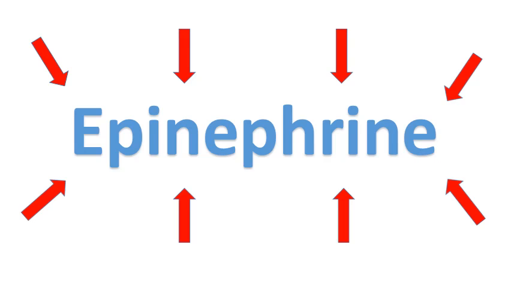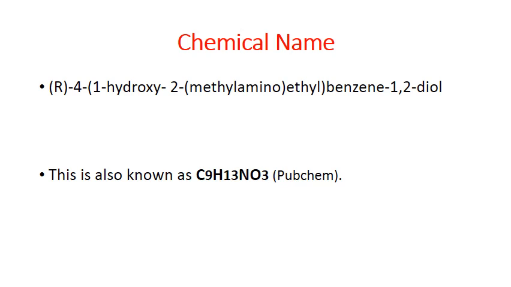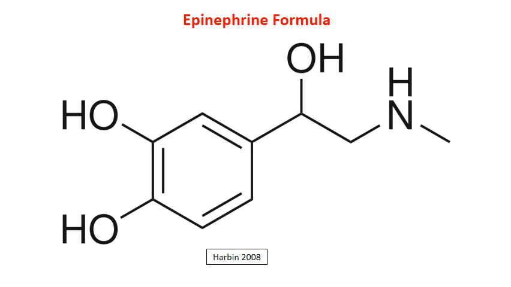Shock, fear, and anger. These are just some of the types of inducers of the molecule epinephrine, also known as adrenaline. This is the chemical name for epinephrine. However, people would most commonly just refer to it by using its molecular formula, which is C9H13NO3.